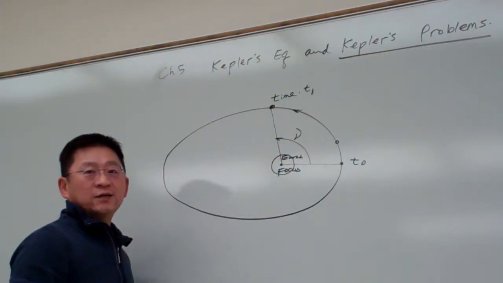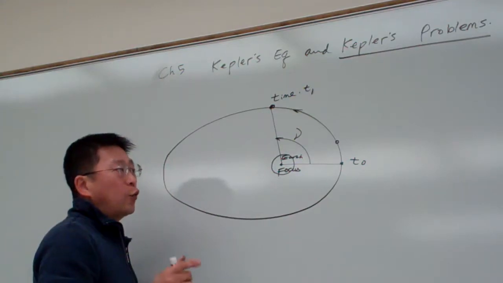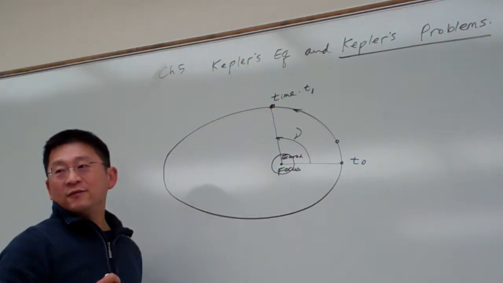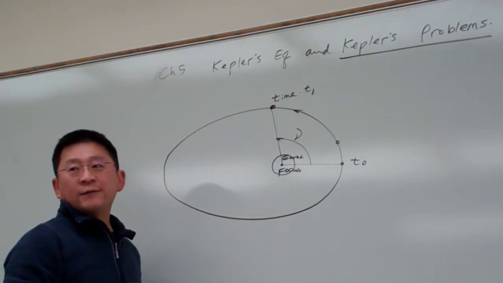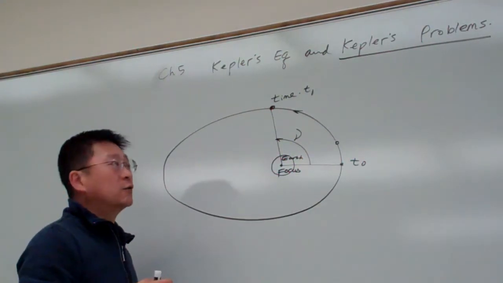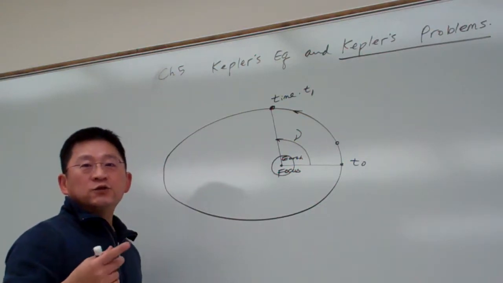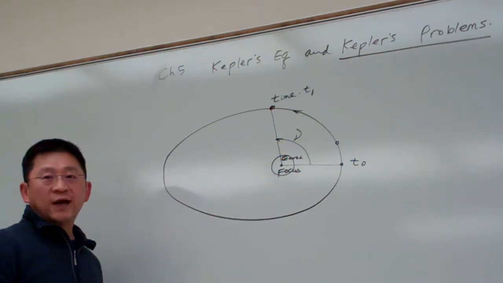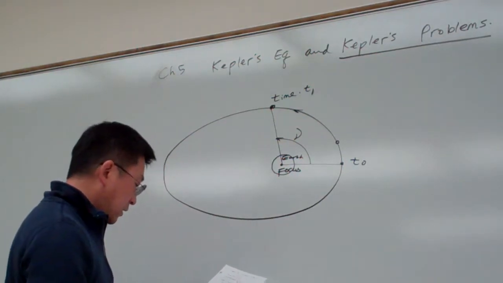If we have this technique, then we can predict when the satellite will appear where, right? So right now in this chapter, we are going to begin to bring in one additional domain, one additional dimension, which is time. So that is the Kepler's problem.